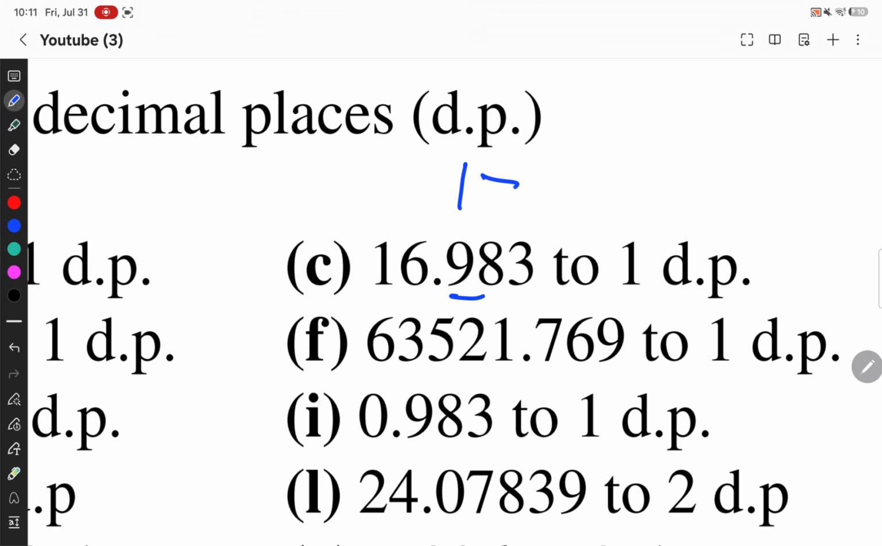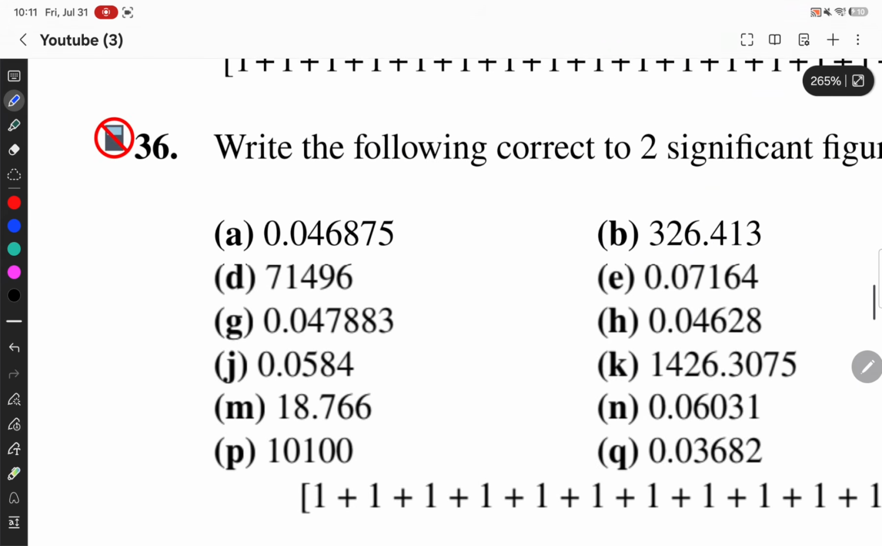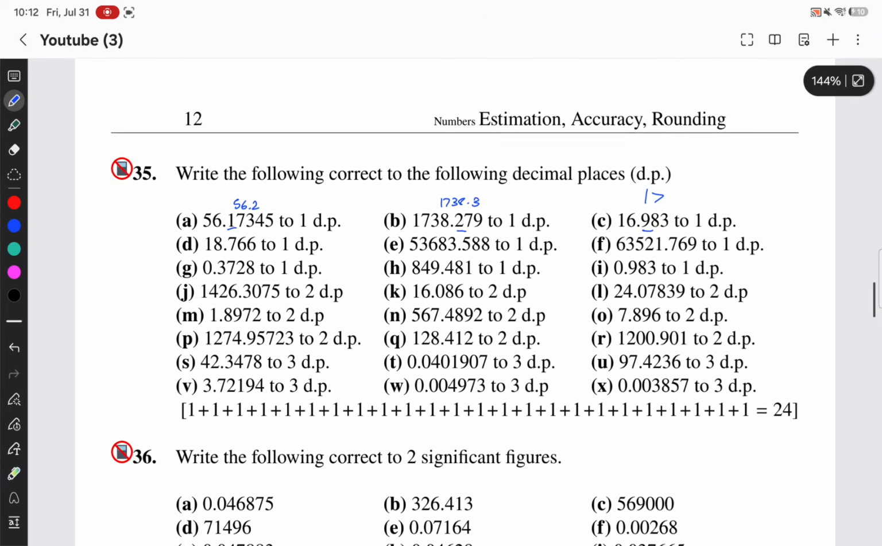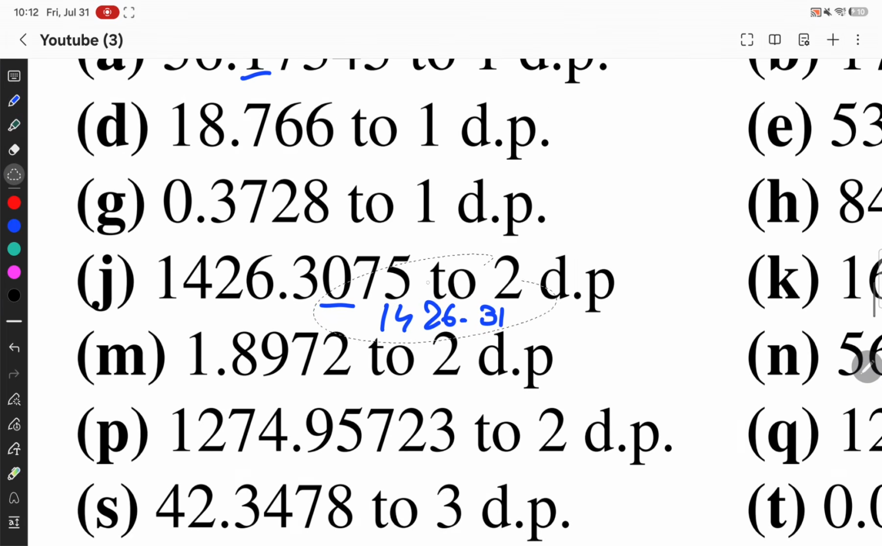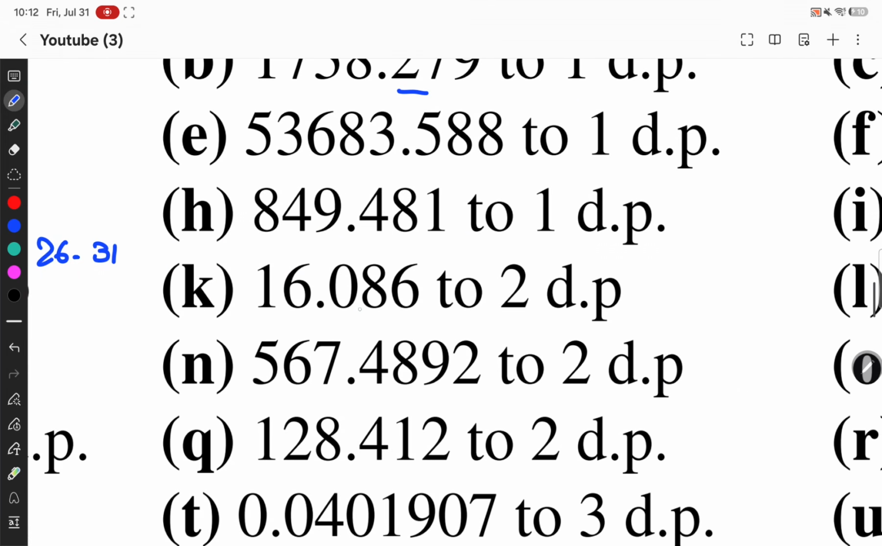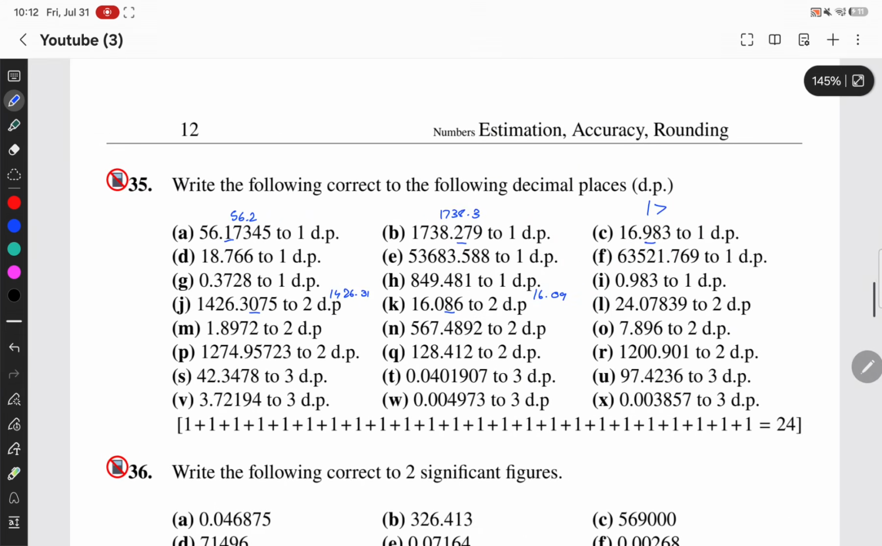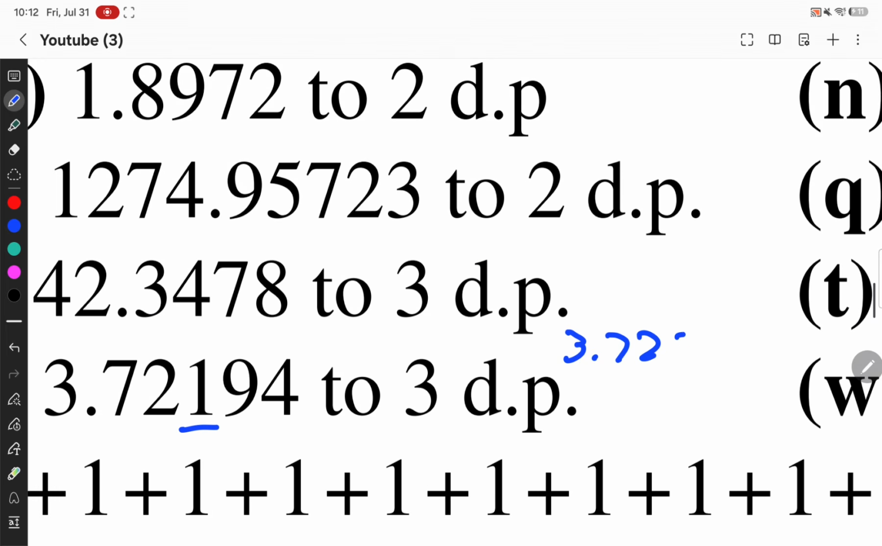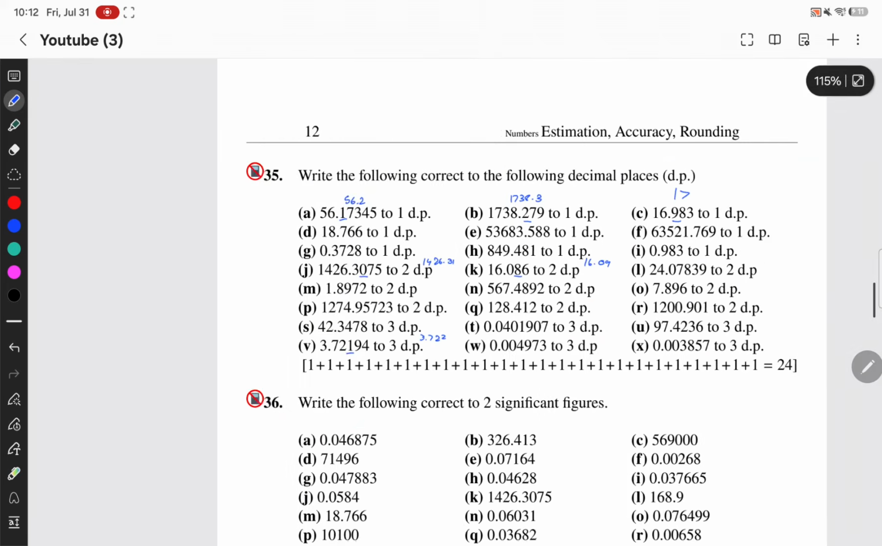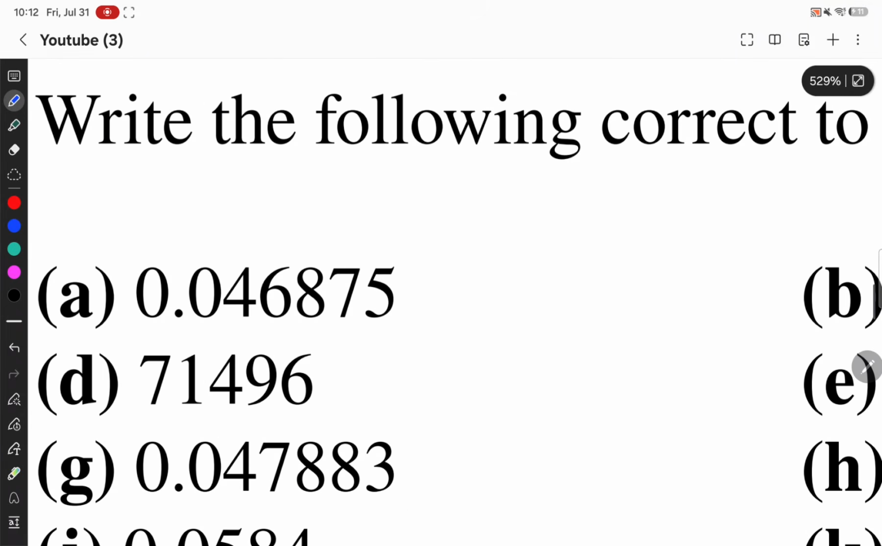16 point. This is 17. In it, two decimal places: 1426.31. If you guys can see this answer, then okay, I'll just put it outside if you want. Two decimal places, 16.009, and three decimal places, for example 3.722. Nice, very simple.